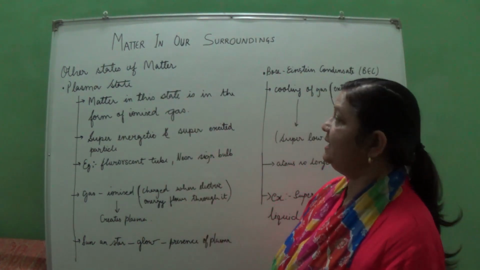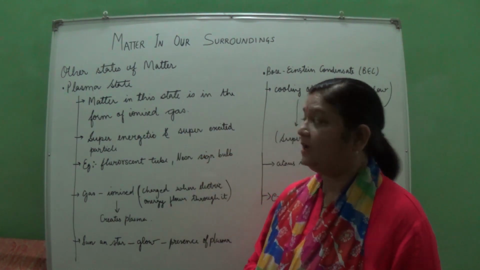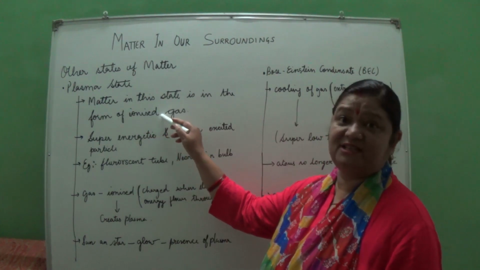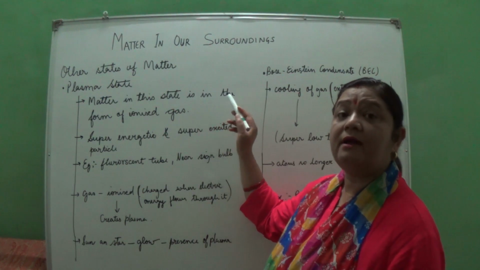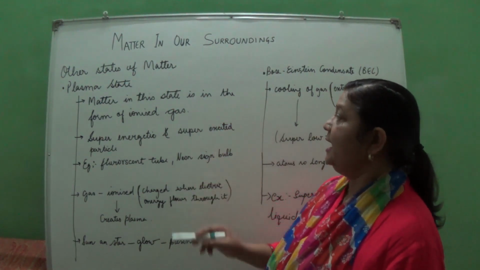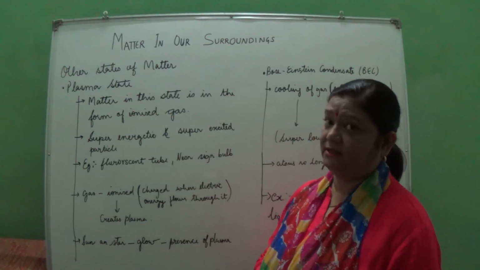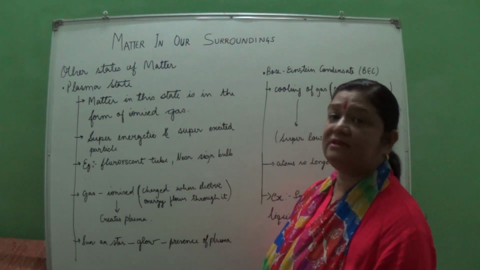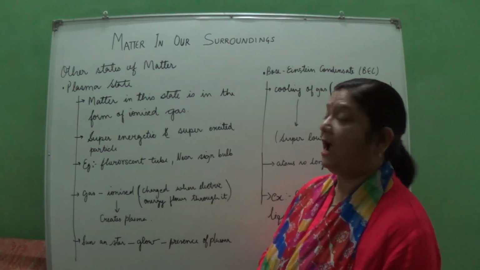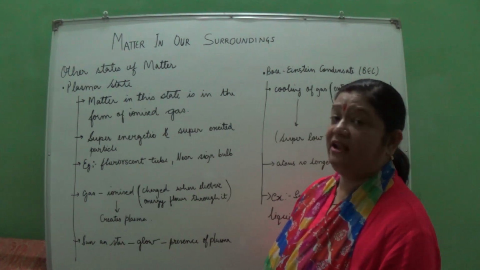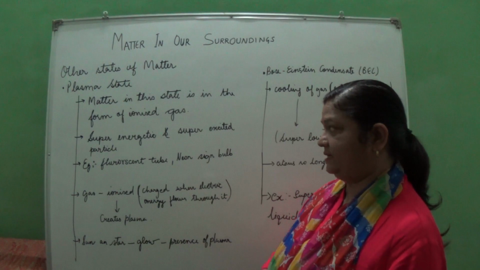Plasma state, in this state matter is in the form of ionized gas. So what do we mean by ionized gas? It means the gases are charged. Charged means what? Positively or negatively charged. Okay, these are super energetic and super excited particles. When are these charged particles of this gas caused? When it consists of a tremendous amount of energy in it, isn't it? And if energy is there, naturally it will be in its excited state.